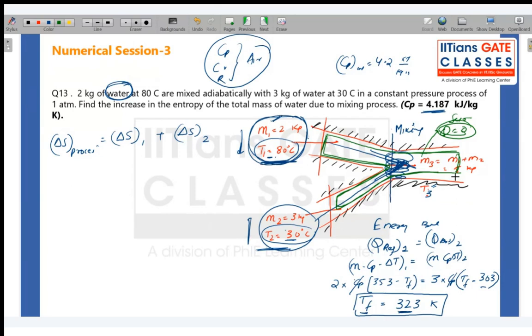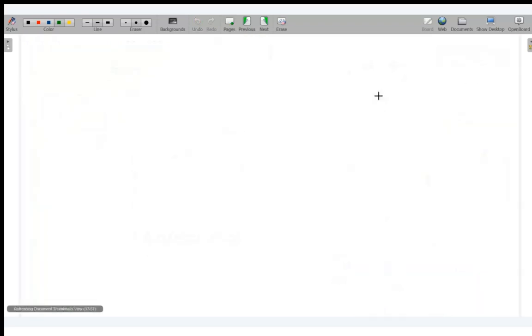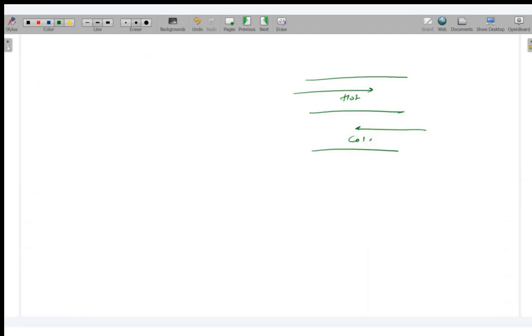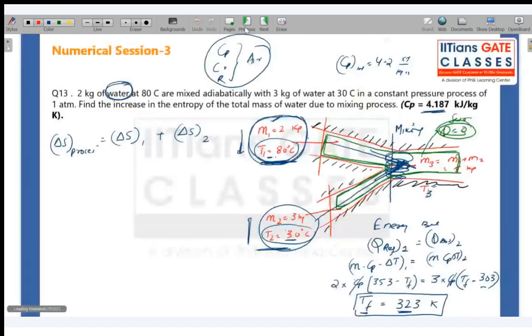But in a heat exchanger, what happens? In heat exchangers, they will say adiabatic. So this is your heat exchanger. Hot fluid is going in here, cold fluid is coming in here, and they say adiabatic. So basically, this is insulated, the whole heat exchanger is insulated. Heat transfer is happening, but inside the system. This is your system. So heat transfer is happening inside the system. Between the system and surrounding, there is no heat transfer. So it is an adiabatic heat exchanger. Okay, got it?